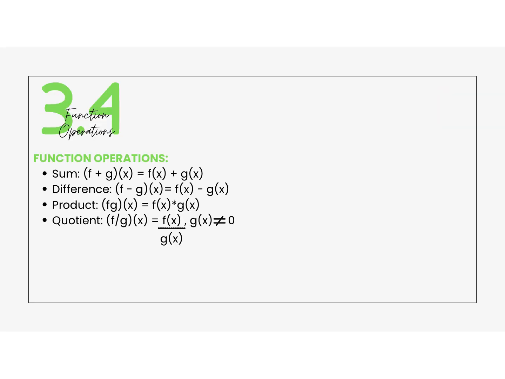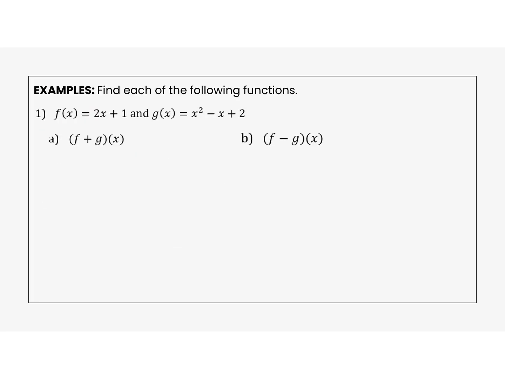So when we look at function operations, we're taking two different functions and either adding, subtracting, multiplying, or dividing those functions. So when we look at the sum, we're going to just take f of x plus g of x. The difference is f of x minus g of x. The product, we're going to multiply those two, and the quotient, we're going to divide them. We just need to make sure that g of x does not equal 0 because we cannot divide by 0. So what does that look like in practice?